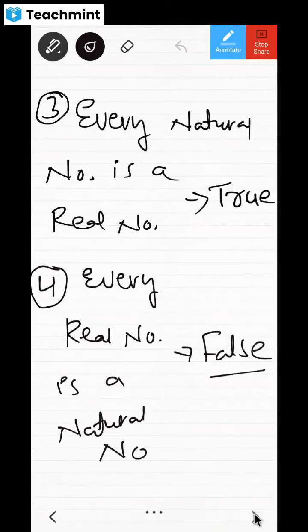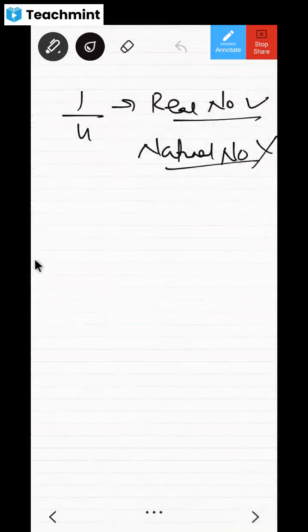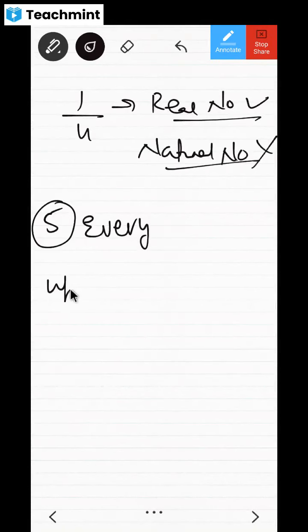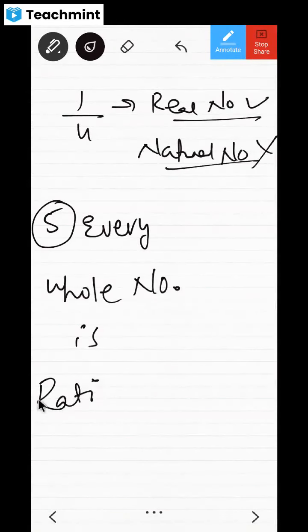Yes, sir. Okay. Let me give you one more example and let me ask you. Every whole number is a rational number. Every whole number is a rational number. Please think and tell me.